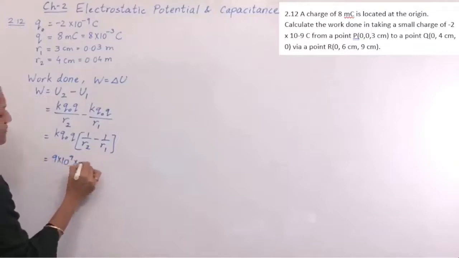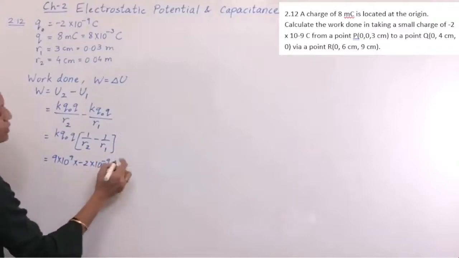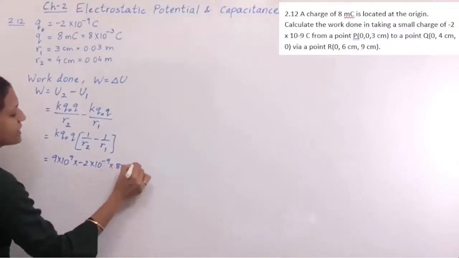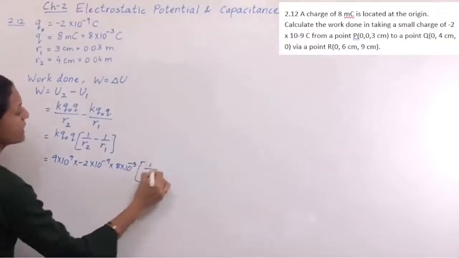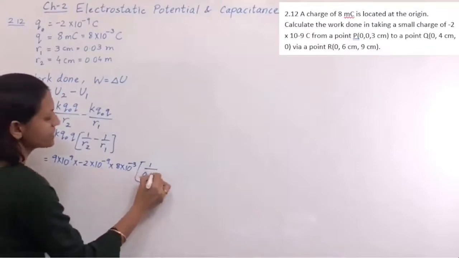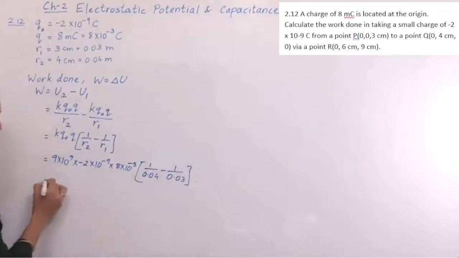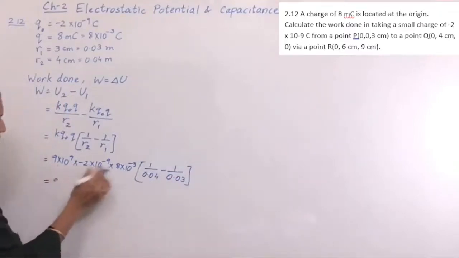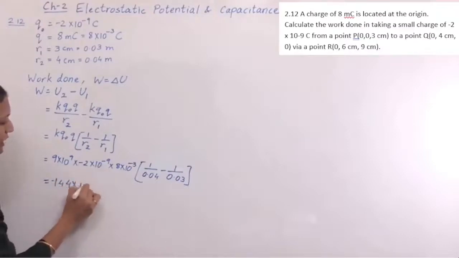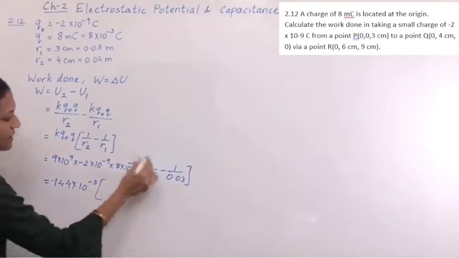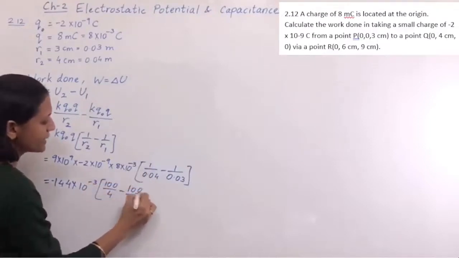Q0 is -2 × 10^-9, the charge that is getting moved, and Q is the charge due to which the electric field has been generated, into 1 upon R2. R2 is 0.04 minus 1 upon 0.03. So 9, this would be 144 × 10^-3 × (100 by 4 minus 100 by 3).